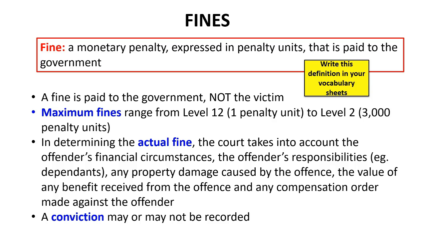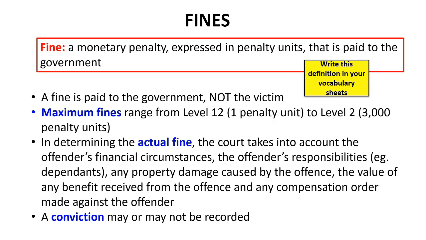The maximum fines that can be imposed for offences vary from level 12 offences, where the maximum fine that can be imposed is 1 penalty unit, that is around $198, right up to level 2 offences, where the maximum fine that can be imposed is 3,000 penalty units, that is around $594,000. Third, a court doesn't have to impose the maximum fine for a particular offence.